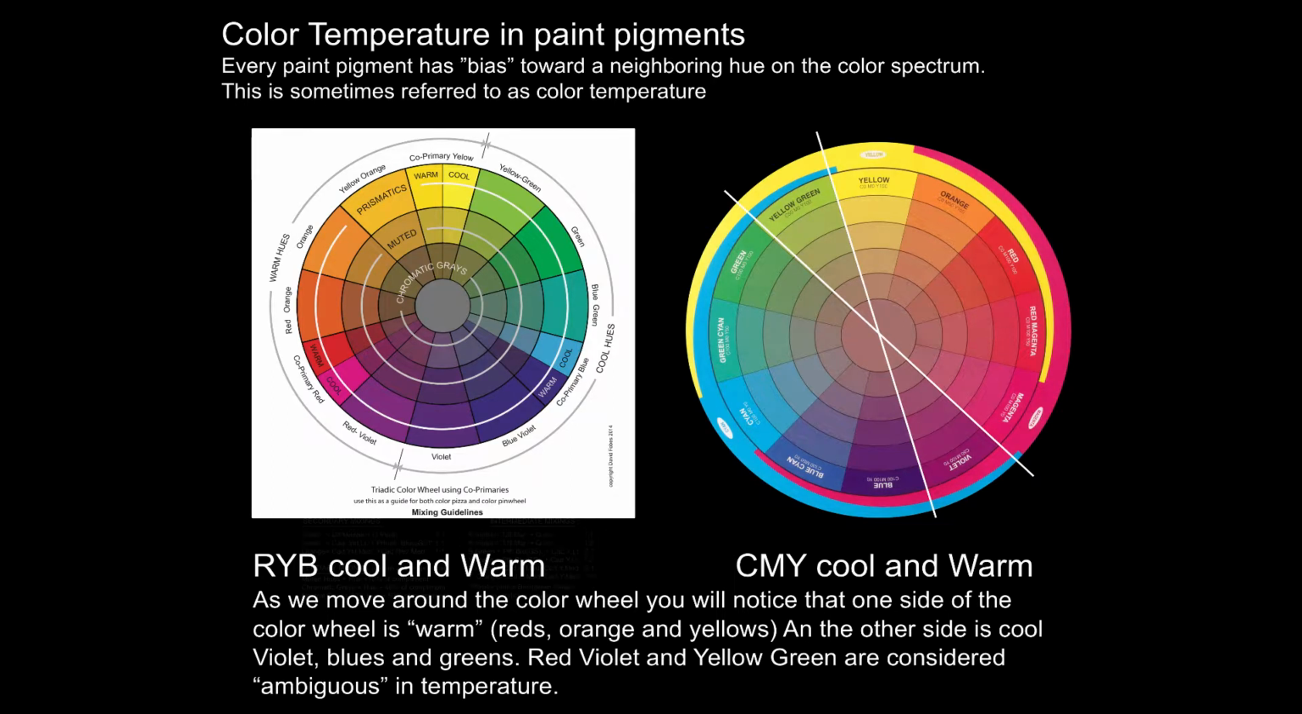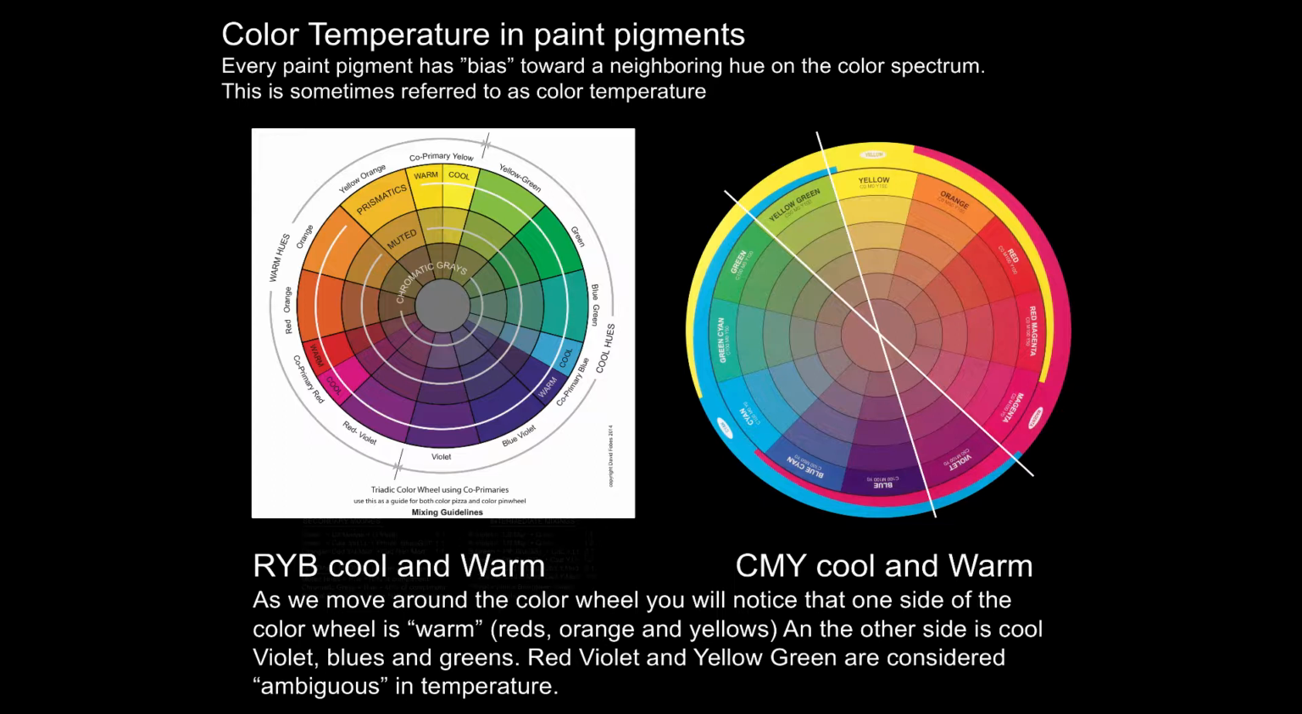So let's look at something called color temperature in paint pigments. We've talked a little bit about this when we looked at the difference between a warm gray and a cool gray, but it's important to talk about it in the color range. So I have two color models up here. On the left is the RYB color model, and on the right is the CMY color model. The idea of color temperature means that a color has something called bias.